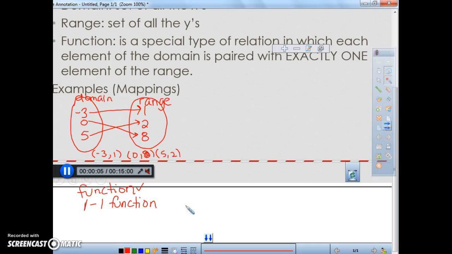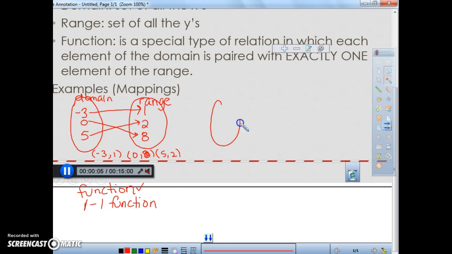Here's the way I think about it. I think about these are girls and these are boys on the second one, and these are couples. So -3 and 1 are going together. Okay? They're in a monogamous relationship. They're only seeing the other person. Same thing with 0 and 8. If 0's the girl and 8's the boy, they're only seeing one other person. They're in a monogamous relationship. It's a one-to-one function.